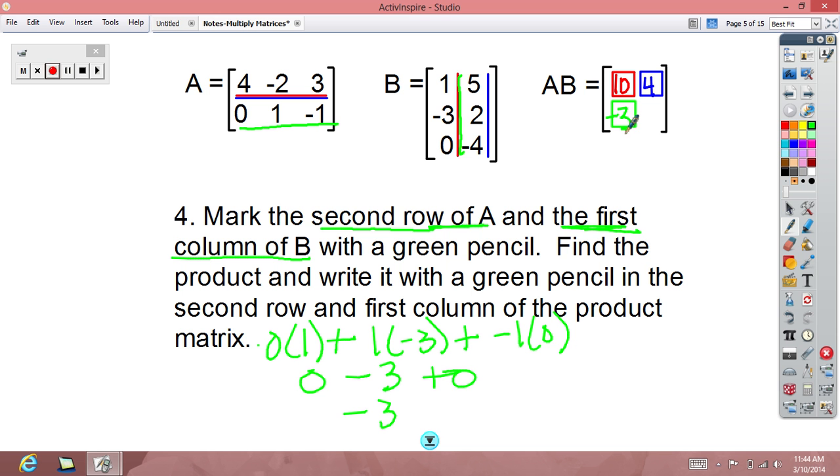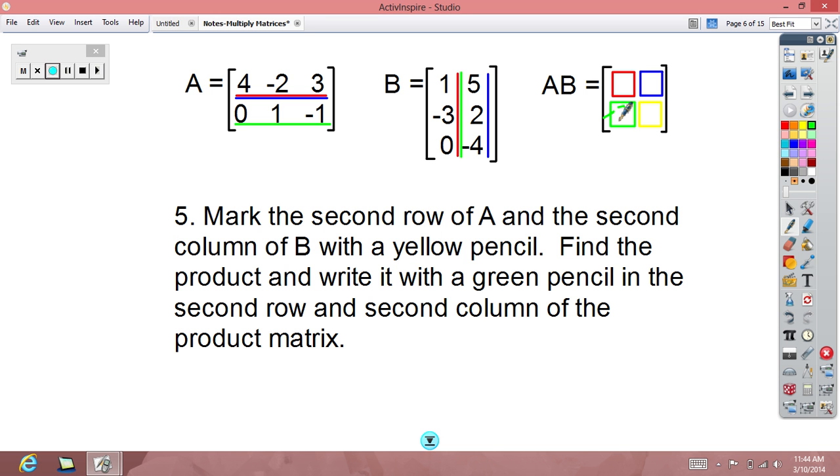I can add that into my AB multiplication matrix, product matrix. Okay, so now we have the second row and the second column, and that's going to fill in our box here. So again, we have 10, 4, and negative 3. That I can fill in, and now we have our 1 in yellow. Okay, so I'll mark the second row of A and the second column of B with a yellow pencil.